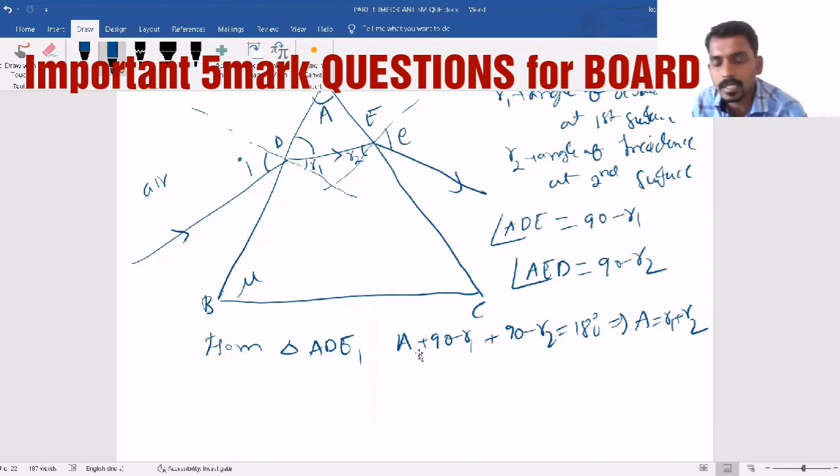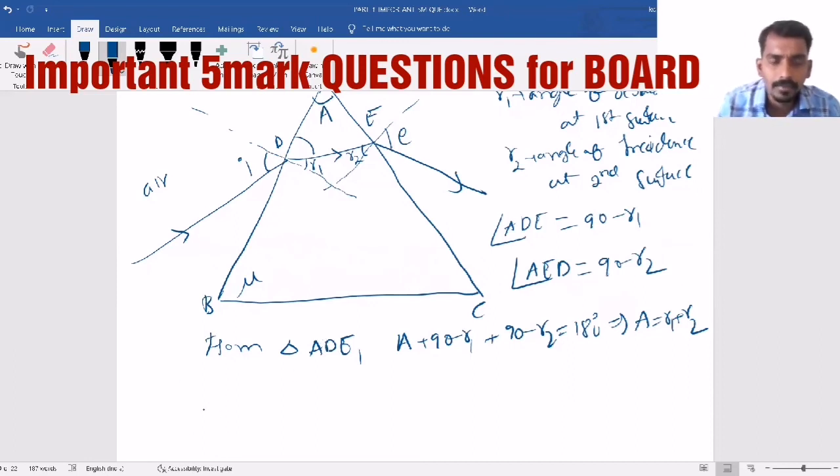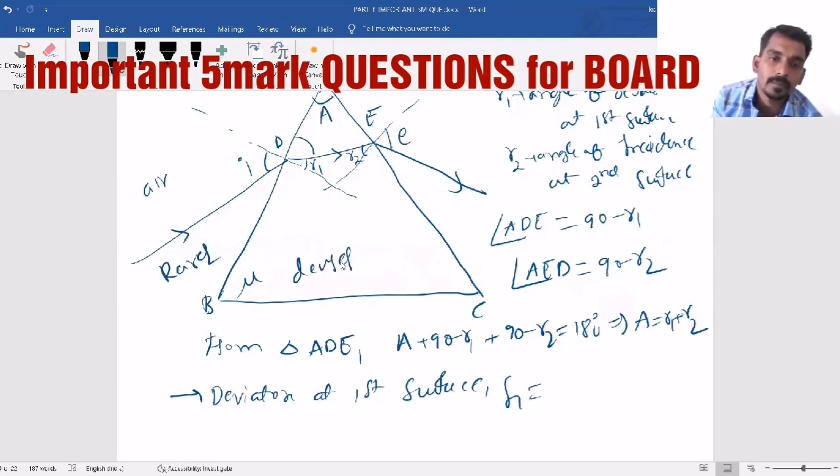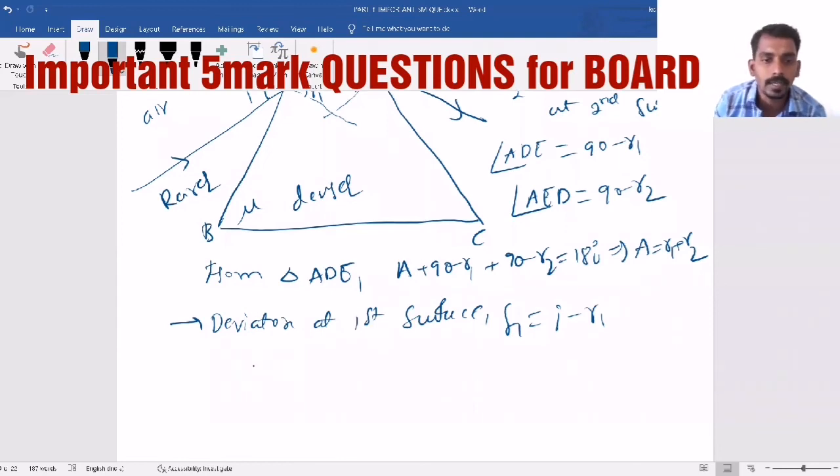So first it is taking refraction at the first surface, then it is taking refraction at the second surface. Now, at every refraction there is a deviation. First, deviation at the first surface. Light is entering from a rarer medium to a denser medium. So when light enters from rarer to denser, the angle of refraction is smaller, that's why the deviation is I minus R1. The light ray bends towards the normal.